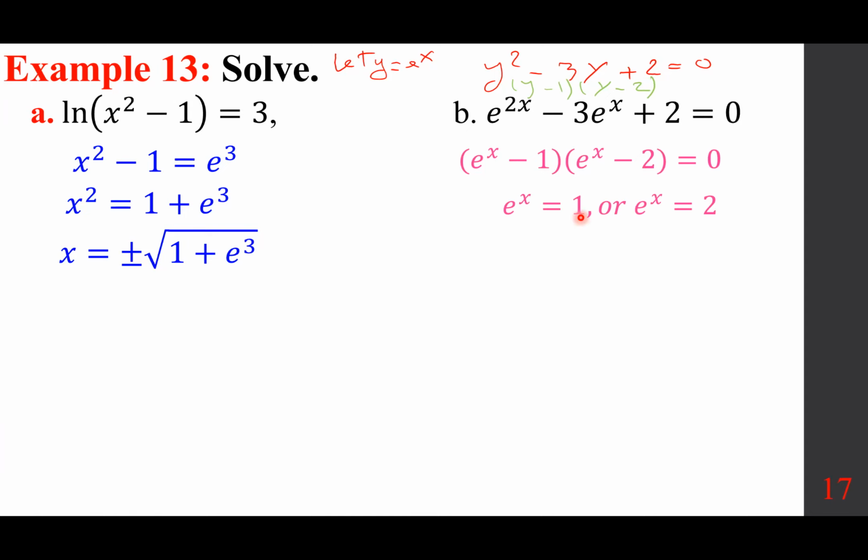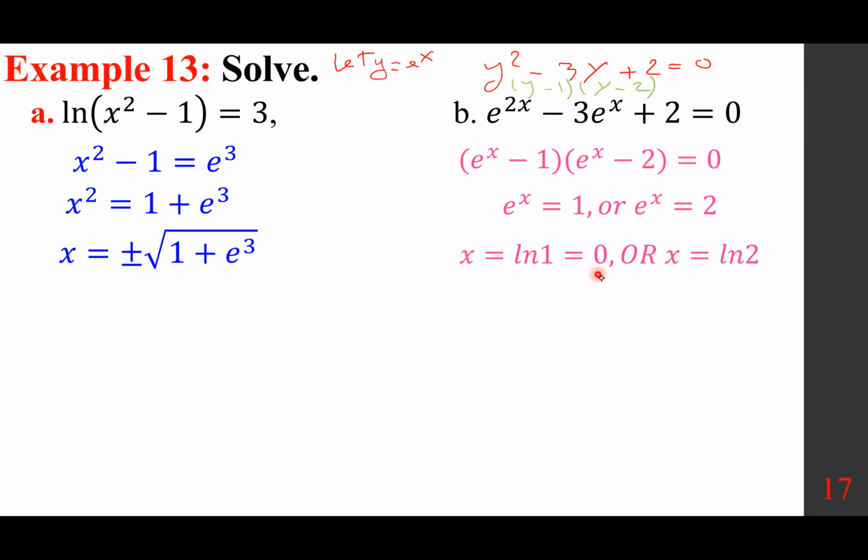So if e to the power of x is 1, if you take a natural log, that means x is ln 1, and I hope everybody knows ln 1 is 0. That also means x is ln 2. So it's important to know ln 1 is 0.